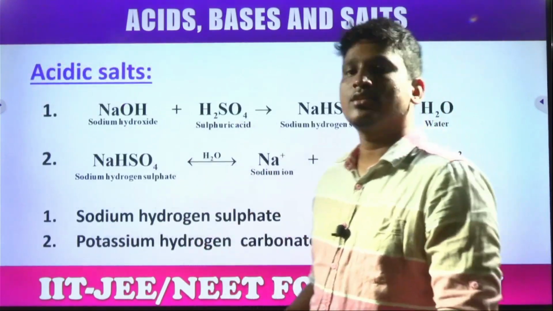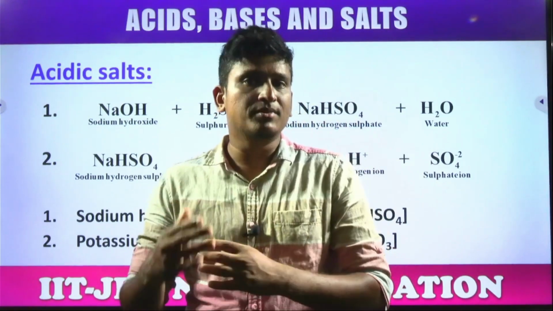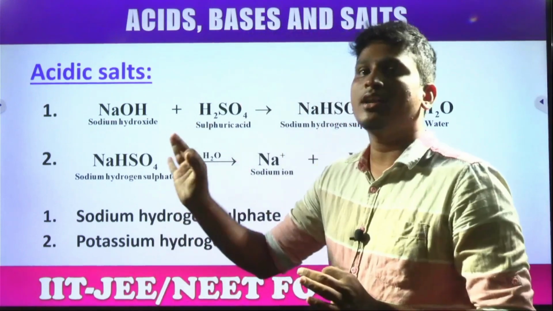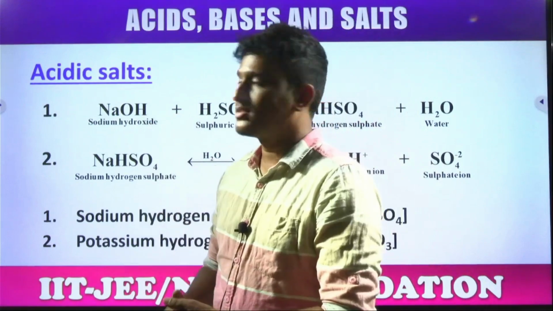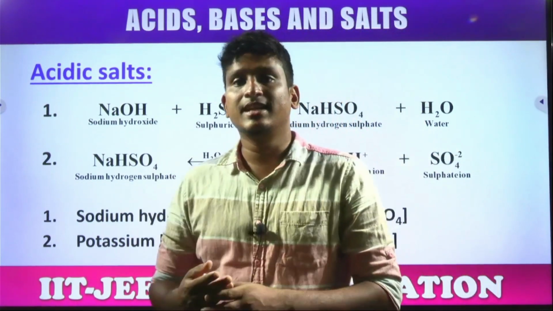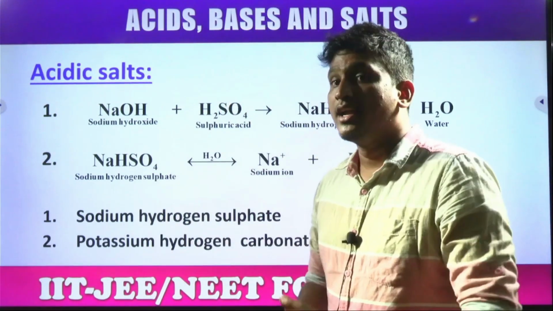Then what is an acidic salt? Simple. If a salt contains replaceable hydrogen ions, how is it formed? It is produced by the partial ionization of the particular acids. For example, sodium hydroxide reacts with sulfuric acid. Sulfuric acid is what type of acid? It is a dibasic acid. Yes, students, it contains two hydrogen ions.